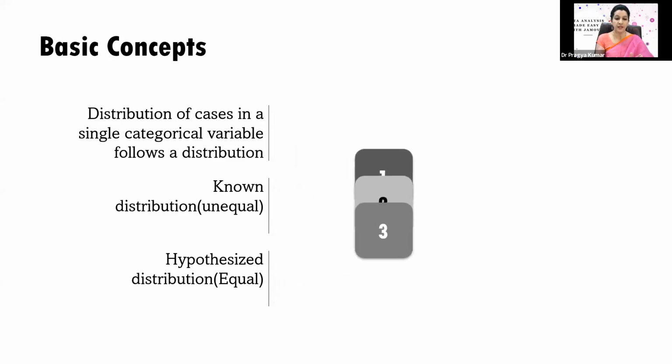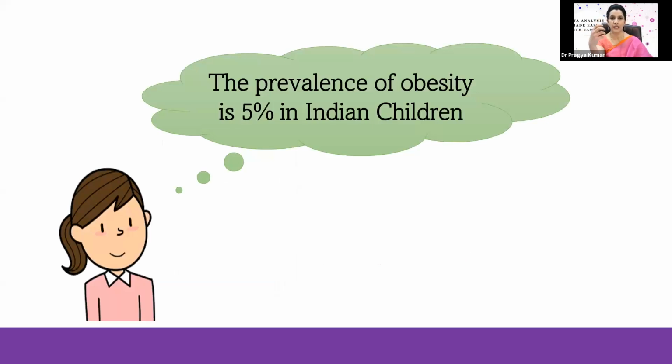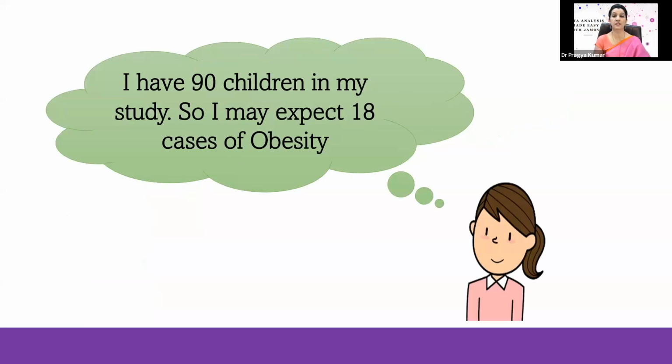So when you compare your distribution with a hypothesized distribution, which is equal, in case it is not known, or with a known distribution, which will be unequal, this is known as the single sample non-parametric test, also known as the chi-square goodness of fit test. So it basically tells you how well your data fits the population from where you have drawn your sample. As for example, in this case, if you see the prevalence of obesity, if it is 5% in Indian children, that is known. Maybe through NFHS data, you know that the prevalence of obesity is 5%.